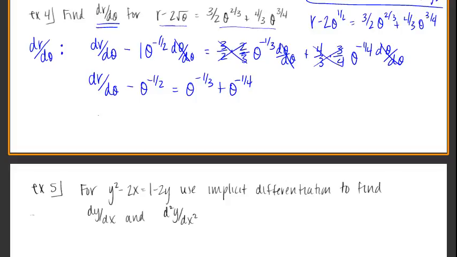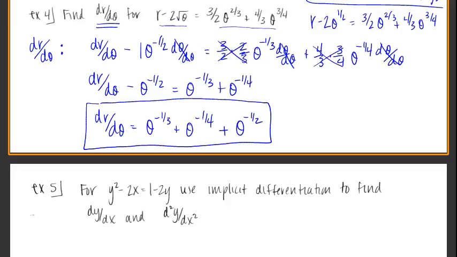Okay, almost finished. dr d theta is equal to theta to the negative 1/3 plus theta to the negative 1/4, minus, or plus, by the time I move it over, theta to the negative 1/2. All right. This time the derivative is all in terms of just our independent variable, which is theta. And so if they wanted us to find it at a specific point, they would just have to give us, hey, find the derivative when theta equals 4 or something like that. And then we can go from there.